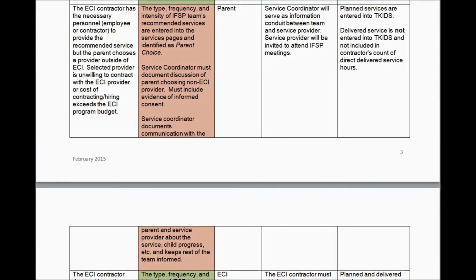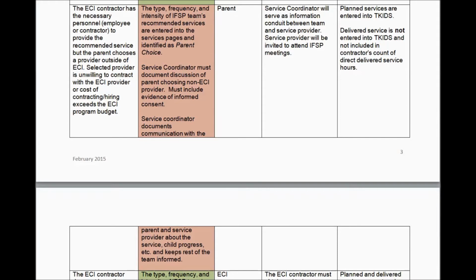Hi everyone, I'm here to talk to you today about how to document parent choice services on the IFSP. Before we get started, just a quick reminder that IFSP services are determined based on the needs of the child and the family. They should never be determined based on staff availability.